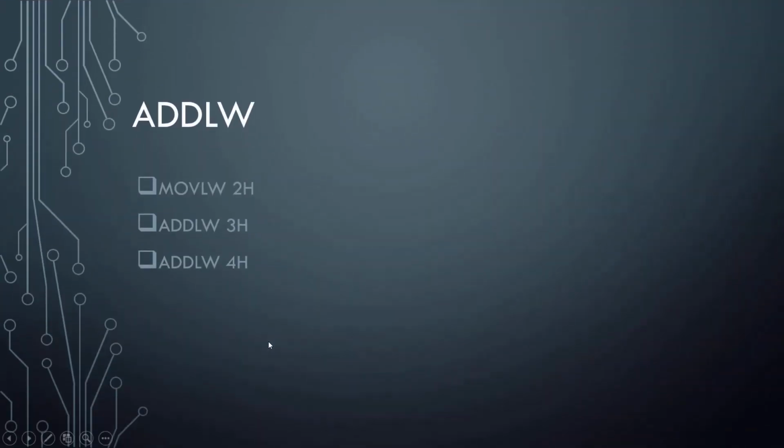Coming to the next instruction, ADDLW. This instruction is used to add a literal value to the working register. In order to add a value, we should have a value in the working register. So first we move the value 2H to the working register, and now the working register contains 2H. Then we add the value 3H. The sum, 2 plus 3, that is 5H, will be stored in the working register. If we further add the value 4H, it will get added to the result in the working register, that was 5H, and now the result will be 9H, which will be stored in the working register.